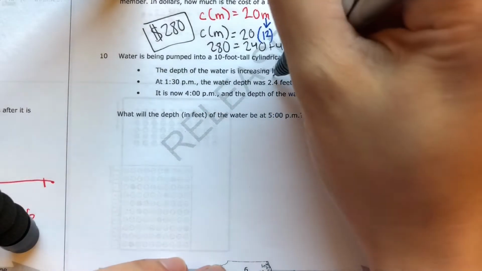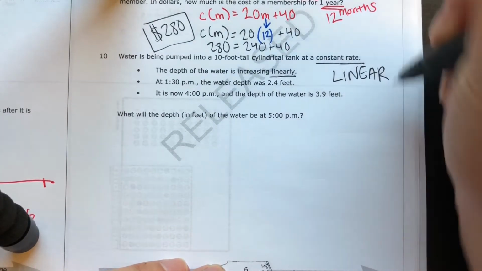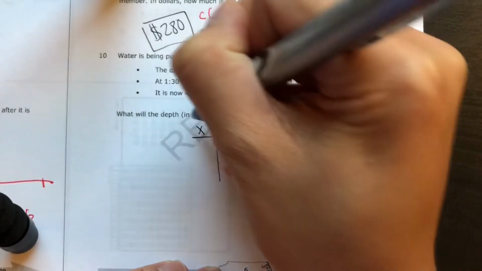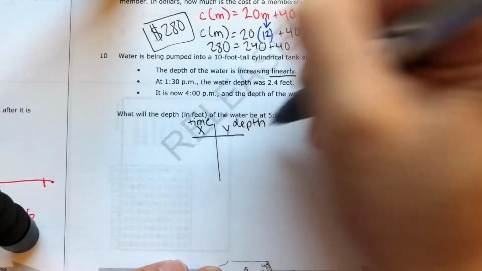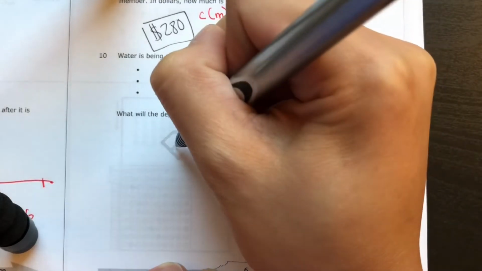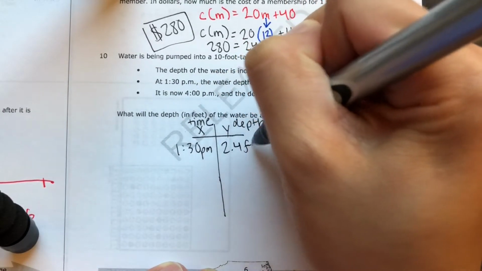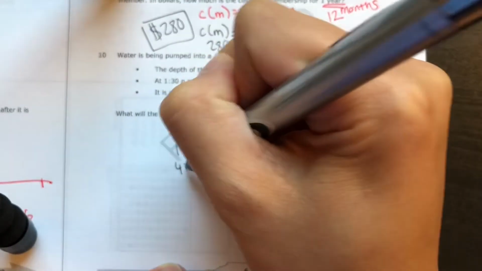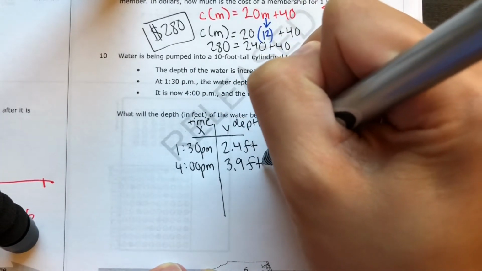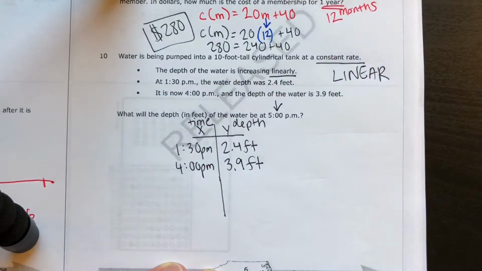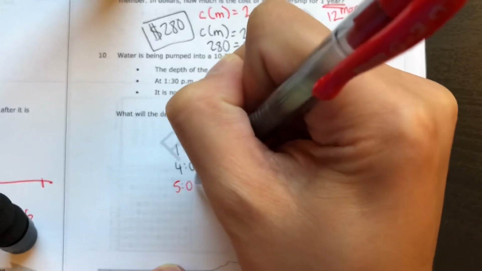Because of this word right here, linearly and constant rate, I know this is going to be a linear function. So I can make an XY table. X being time, and Y being the depth. So it begins at 1:30 p.m. and then it is 2.4 feet. It then goes to 4 p.m. and it's now at a depth of 3.9 feet. It's asking when will it be, or how deep it will be right here at 5 p.m.